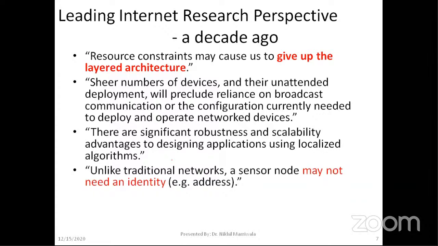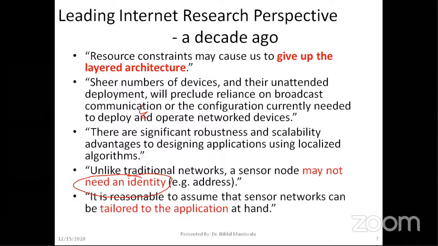And unlike traditional networks, a sensor node may not need an identity. Very important. Right now, we cannot think of any application where we do not work with an identity, right? So this is an important thing. We are talking about traditional networks which are based on identity, and sensor nodes which do not need identity, for example any addresses, right? So if they are not having addresses, how will they communicate? So this is what the protocol structure is all about.